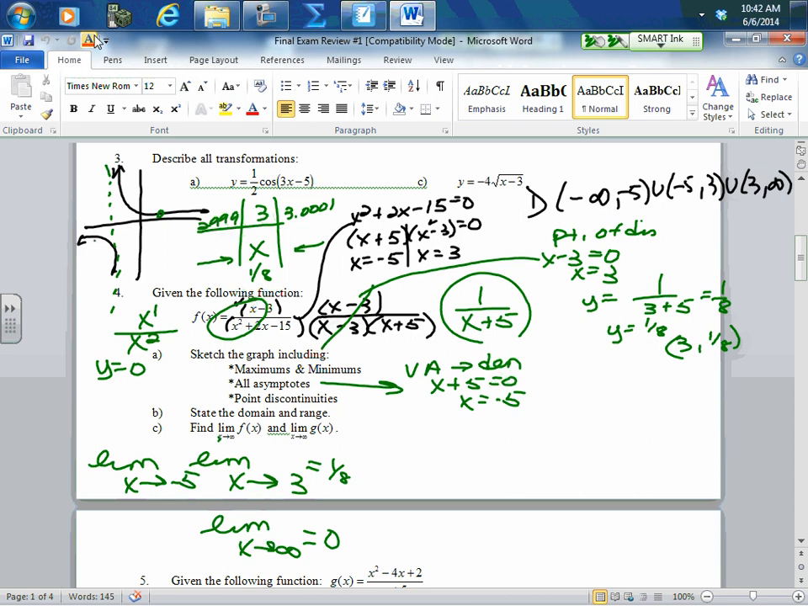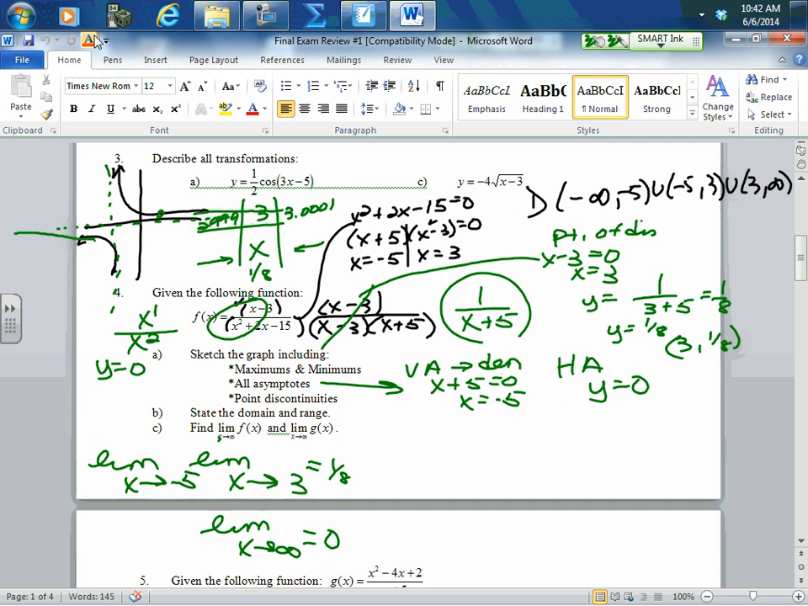And doesn't my graph go off here on both sides as it approaches the 0? See the limits and the horizontal asymptote? So we now have a horizontal asymptote of y equals 0. That's what gives me this. Okay? So now I can do my range.